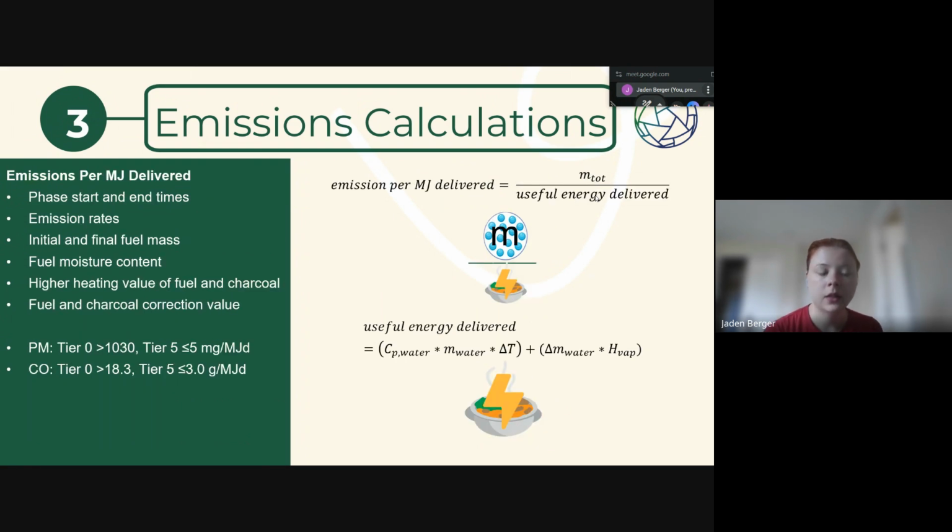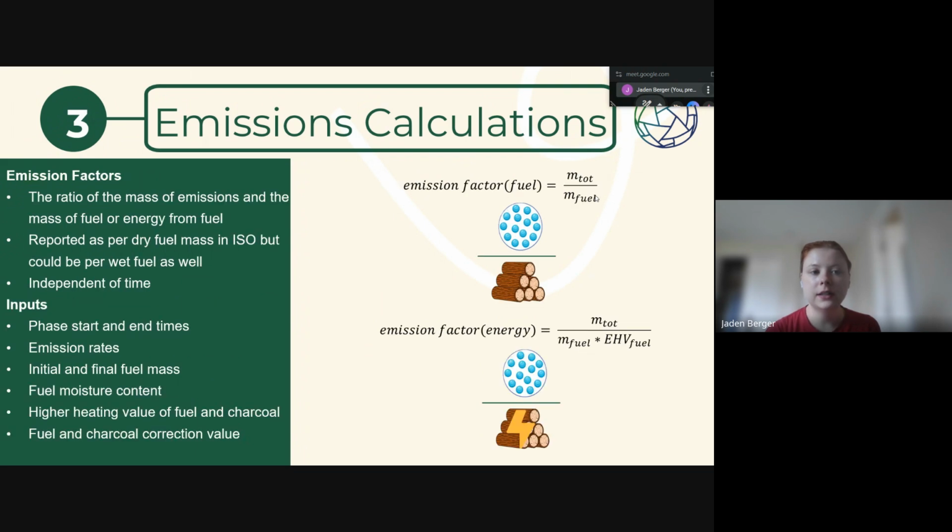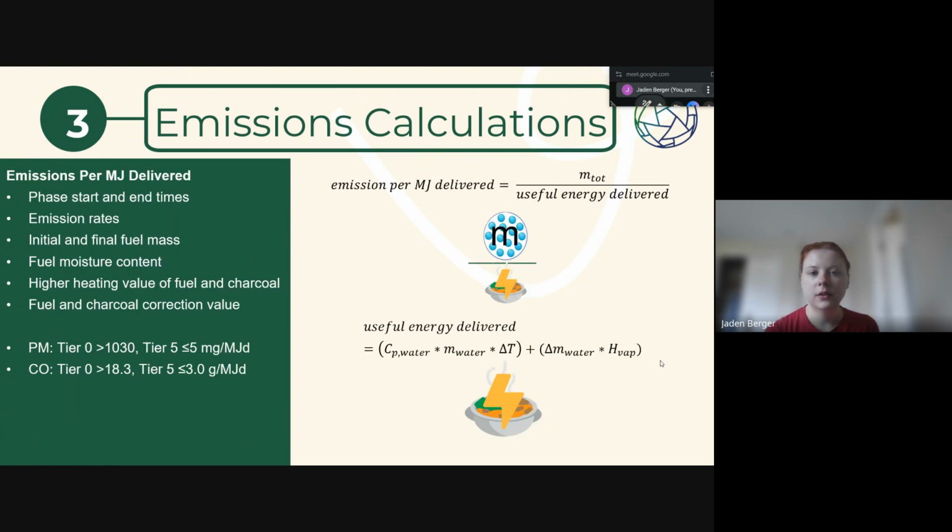And this one, emissions per megajoule delivered, this is also an emission factor. This is the one you're probably very familiar with because it goes into our ISO tiers. So with the previous emission factor, we're looking at all of the energy input by the fuel. With megajoules delivered, we're going back to that useful energy delivered. So the mass of our emissions divided by the energy that actually made it to the pot.